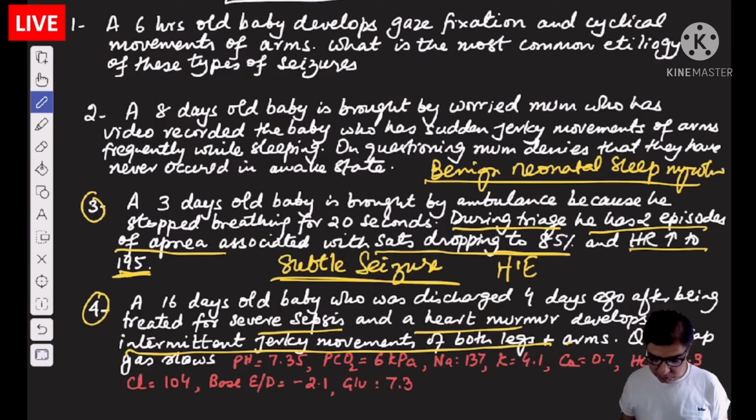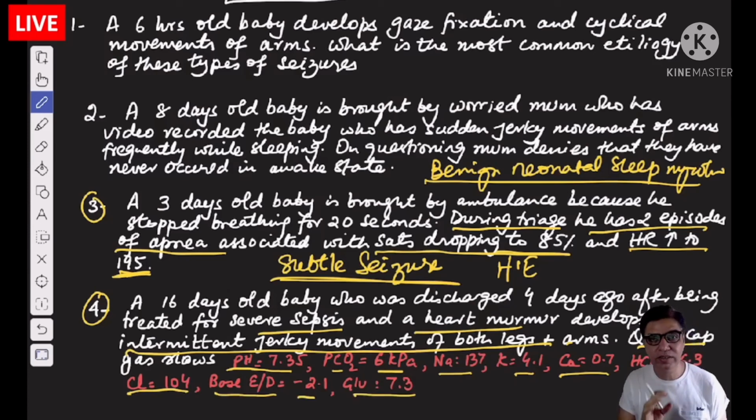So you do a quick cap gas to see what's going on. You're suspecting that the sepsis wasn't properly treated. So the pH is 7.35. PCO2 is 6 kPa, sodium 137, potassium 4.1, calcium 0.7, bicarbonate 26.3, chloride 104, base excess deficit minus 2.9, glucose is 7.3.